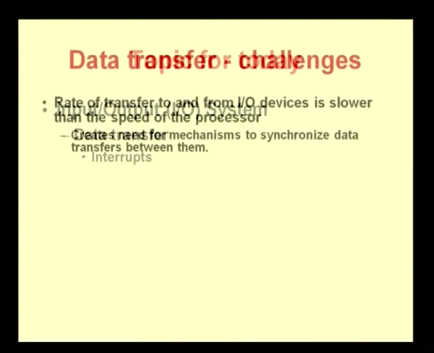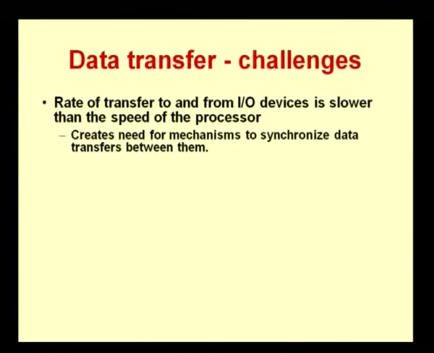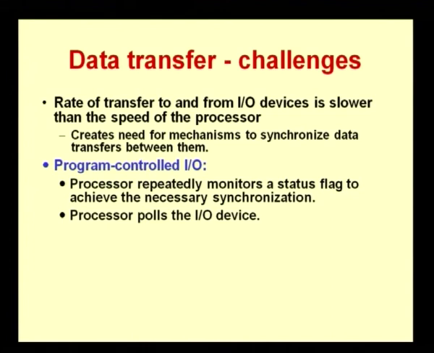takes place. When we talk about data transfer, there is a basic challenge that we need to address. The challenge is that the rate of transfer to and from the IO devices is normally slower than the speed of the processor. Therefore, there is a need for us to synchronize the data transfer between the processor and the IO devices. One of the simple mechanisms that has been used for doing this is program controlled IO, or what is referred to as the polling mode of operation.